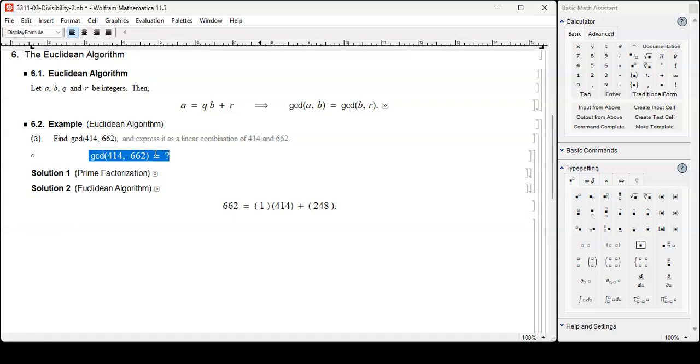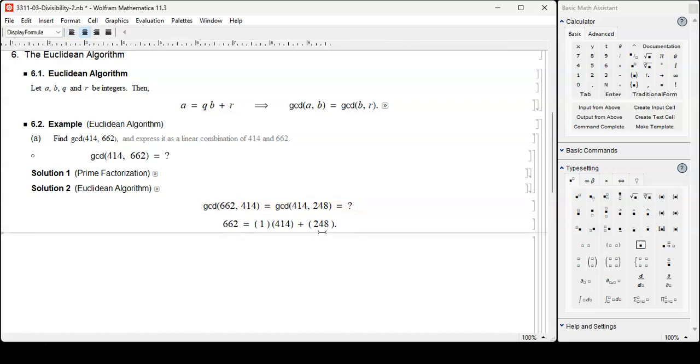So this GCD computation, let's write 662, 414, larger number first, so that we have appropriate reduction. So that's what we have so far. It's a step up because the numbers got smaller, but still too big. So let's do it again.